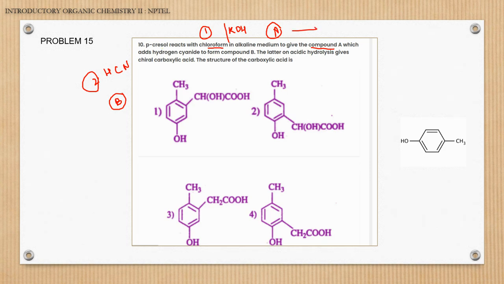So here, after the HCN, you are getting the compound B. So now you have to identify the compound B. What is compound B? Fine. So first of all, you need to know what is paracresol. So this is what the paracresol looks like, basically parahydroxy toluene. So now they are telling you that this paracresol is reacting with chloroform and KOH.